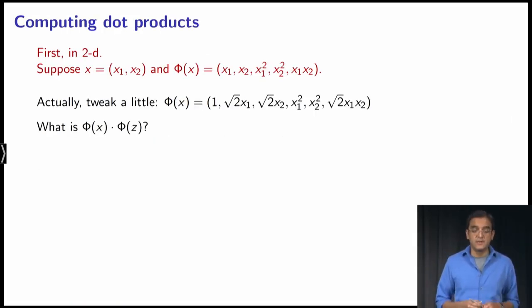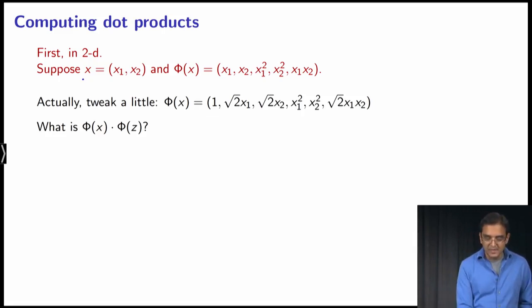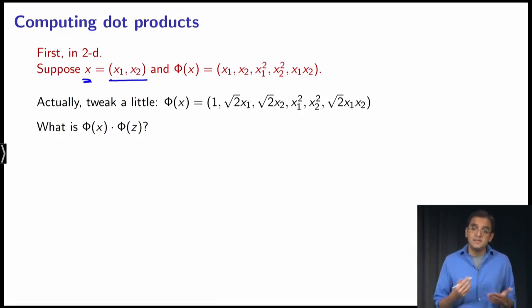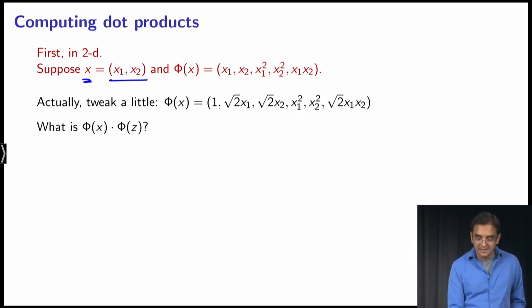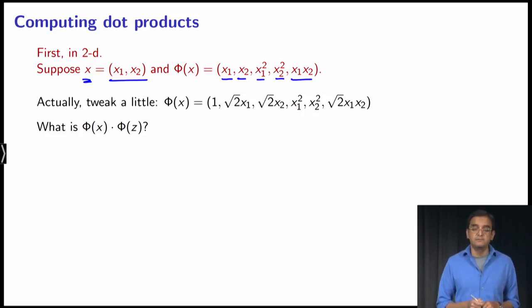Okay, so let's start with the two-dimensional case. So we have data points x with two features. And in this case, the expanded representation phi of x contains those features, as well as their squares, as well as the pairwise term x1, x2. Now let's actually tweak this a little bit. We'll throw in an extra feature that's identically 1, and we'll stick a square root 2 in front of some of the features. This is linear in the original phi of x, so it doesn't really change things. Any function that's linear in the original phi of x is linear in the new phi of x, and vice versa. Okay, so we'll work with this slightly modified representation.